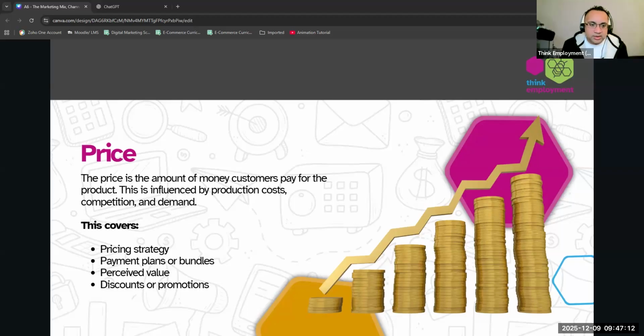It could be payment plans, it could be perceived value. Now that perceived value comes from a salesperson being able to kind of promote it through word of mouth, right? By being there. The discounts and promotions, obviously, as well. So there's various things, and we will look at various ways price works.